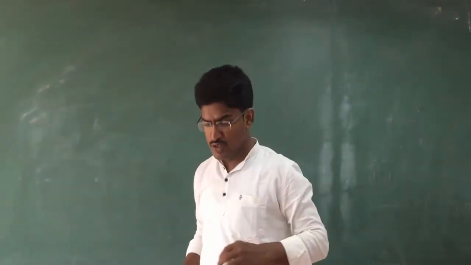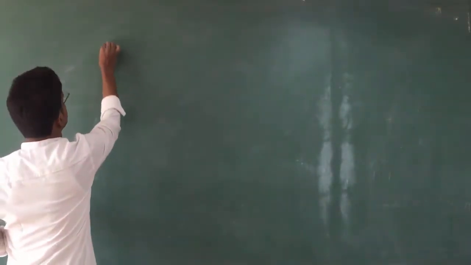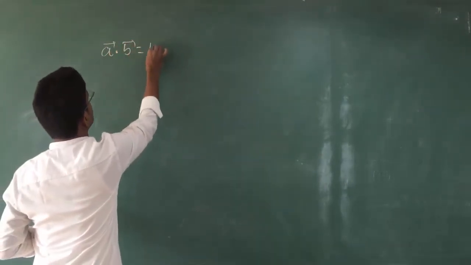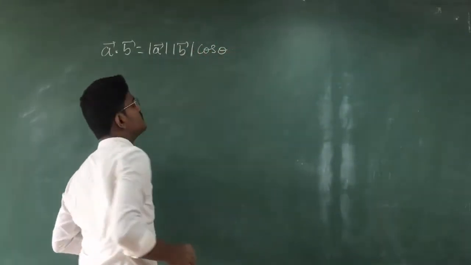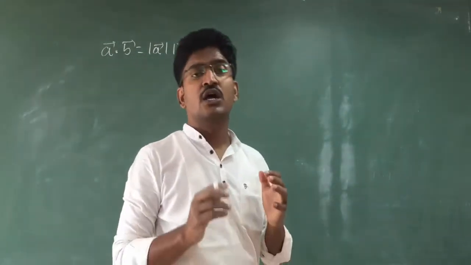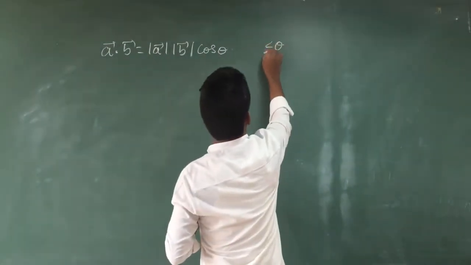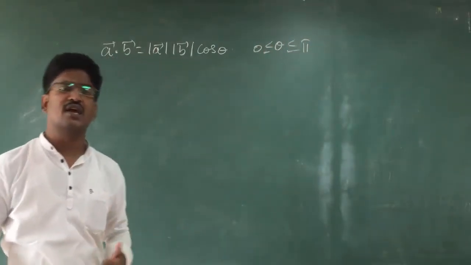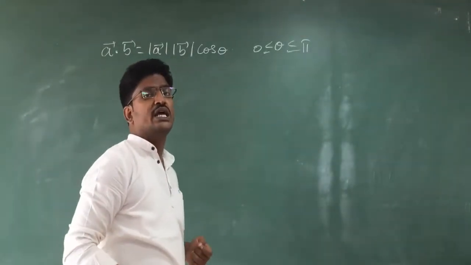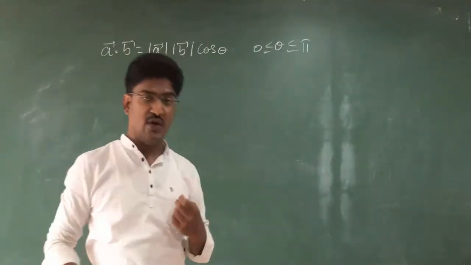Okay, students. In the previous class, we were studying the observations of dot product. Vector A dot vector B equals magnitude of vector A, magnitude of vector B, cos theta. We were studying the observations of this scalar product, where theta is between 0 to pi. Already we have seen when theta equals 0, when theta equals 90 degrees, and what will be the output of the scalar product. So all those things we have already studied.